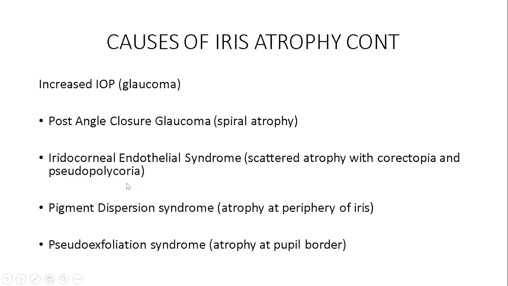So pupils that are found within the iris, multiple of them, but they are false, so that's why they are called pseudopolycoria. Now, another important etiology under the increased pressure in the eye cause of iris atrophy is pigment dispersion syndrome, which gives way to atrophy at the peripheral portion of the iris.